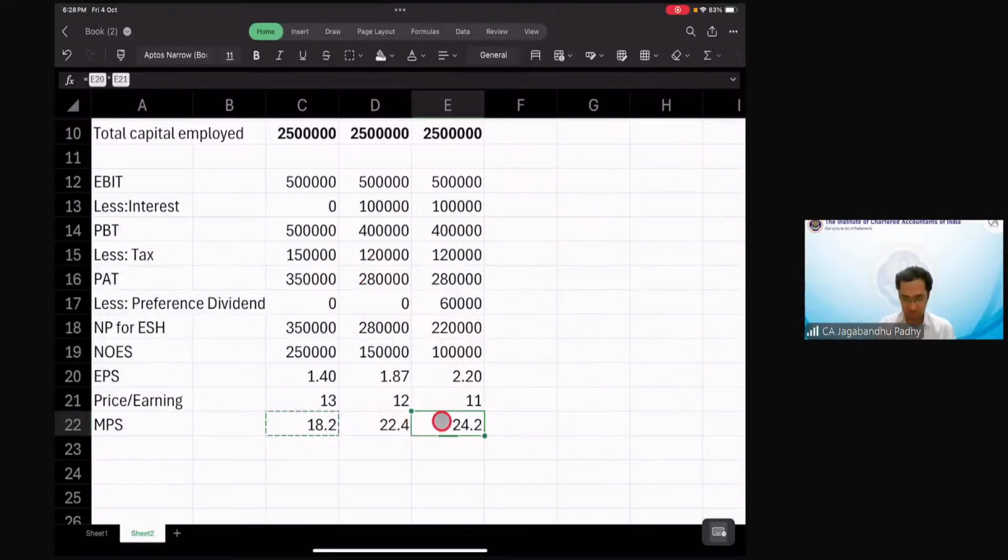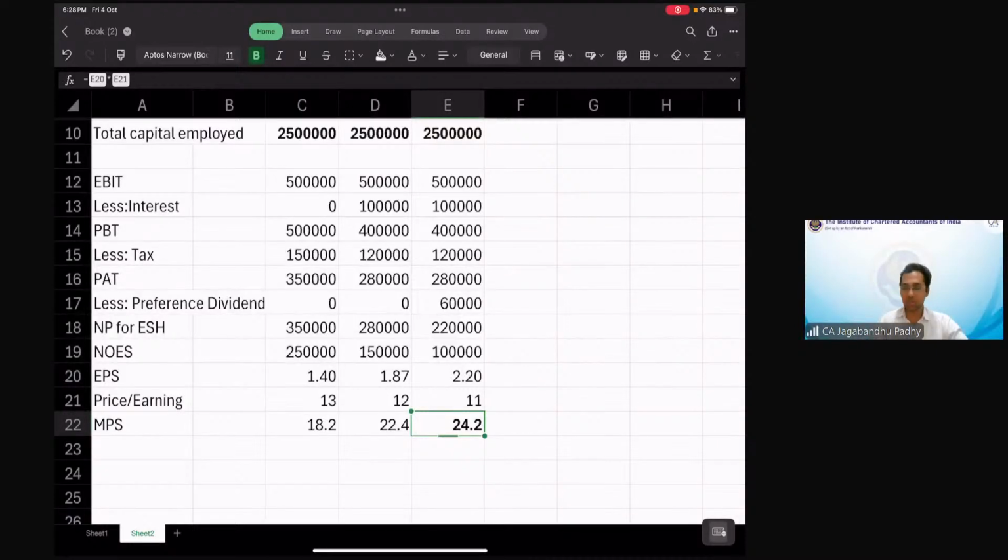Of course, plan 3, because that is leading to maximum market price per share. Objective of finance manager, wealth maximization. Wealth maximization is possible only if the market price of the shares scale new highs.